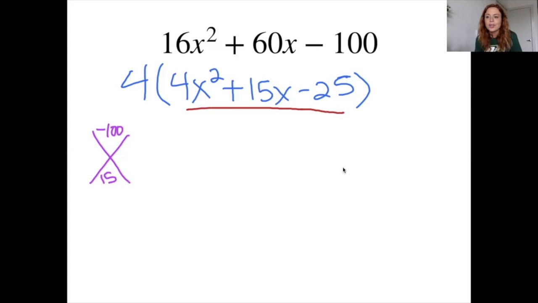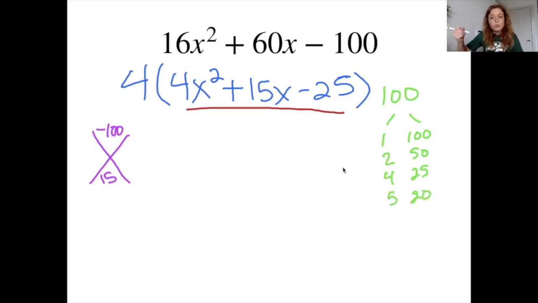And remember, because that's negative 100, it's almost like it's going to subtract, because one's got to be positive and one's going to be negative. Okay, so let's break apart 100. We have 1 and 100, 2 and 50, 4 and 25, 5 and 20. So that's going to be 5 and 20. 20 minus 5 is 15.